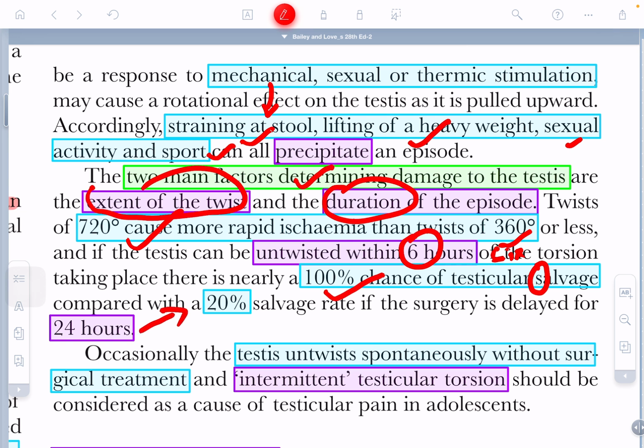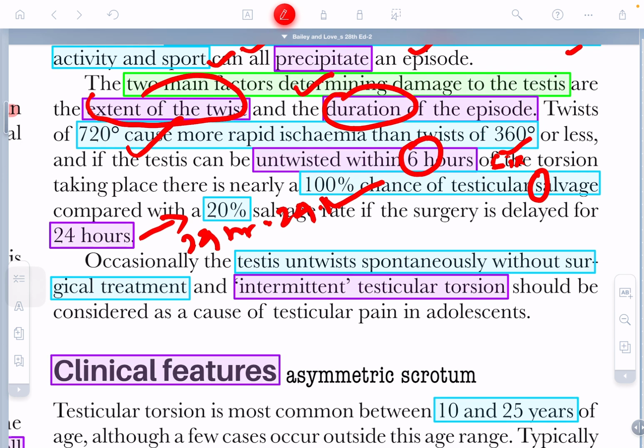Remember, 24 hours, 24%. Simple. Occasionally, the testis untwists spontaneously without surgical treatment. This is seen in intermittent testicular torsion.